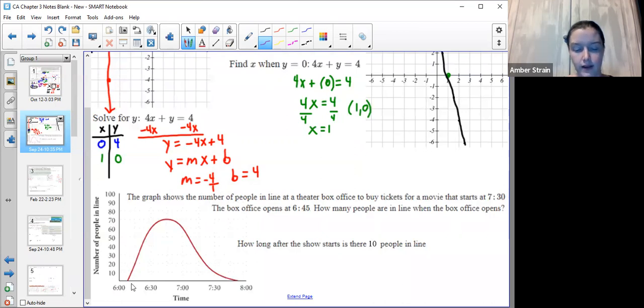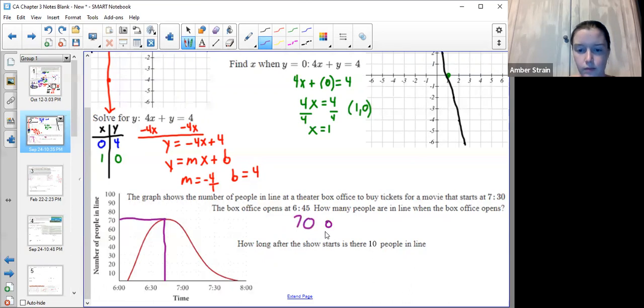So it's showing us the line of people increasing as it gets time for the movie to start. This one says it's going to start at 7:30. The box office doesn't actually start selling tickets until 6:45. So you see the line builds up, and then as they open and start getting people in, it goes back down again. First question is, how many people are in line when the box office opens? When did it open? 6:45. That's halfway between 6:30 and 7. So it'd be right around here. If I follow that up with my perfectly straight lines, looks like that is about 70 people.